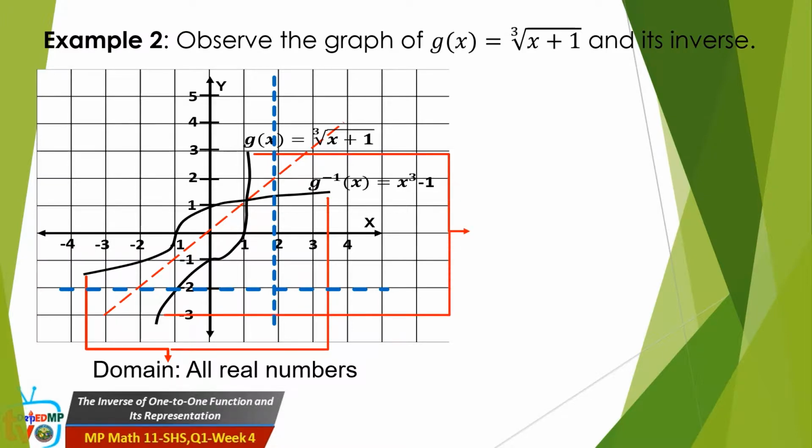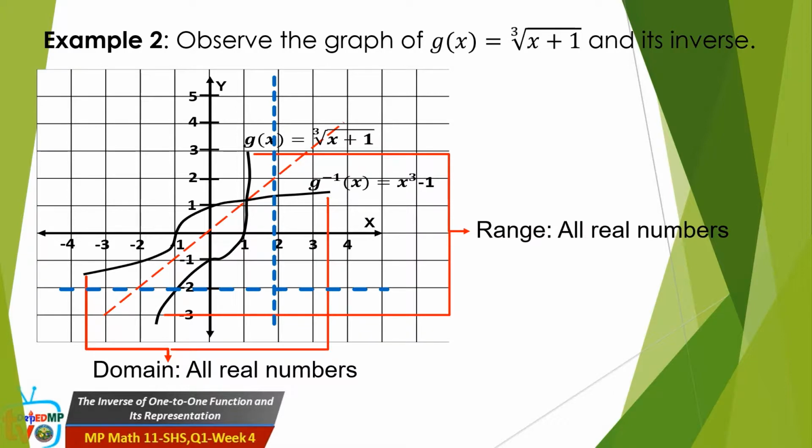These are values taken along the vertical axis, and the range is represented by the graph of function g of x. Why? Because the range of function reaches negative infinity to positive infinity as compared to the range of inverse function that approaches negative 2 to positive 2. And the range is a set of all real numbers.